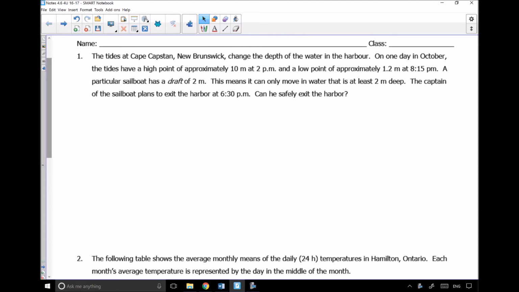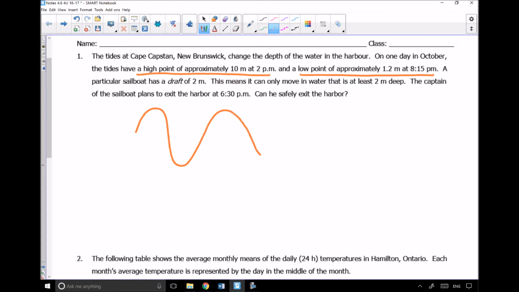The tides at Cape Capstan, New Brunswick change the depth of the water in the harbor. On one day in October, the tides have a high of approximately 10 meters at 2 p.m., and a low point of approximately 1.2 meters at 8:15 p.m. So here's an example of a sinusoidal function. Our tides are increasing and decreasing, so this is a perfect example of a model that we can use for a trigonometric function.